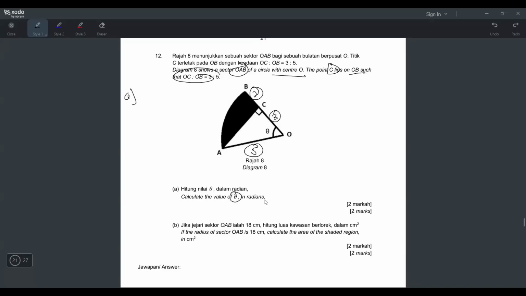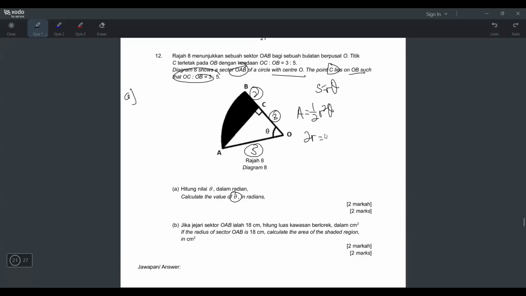Now let's do A. So A says: calculate the value of theta in radians. So they want to find theta, right? This is the circular measure chapter. In circular measure, you learn about all these formulas. The first formula is S equals R theta. This formula is for the arc. The next formula is 1/2 R square theta. This formula is to find the area of sector.